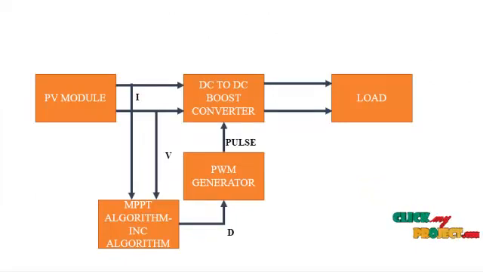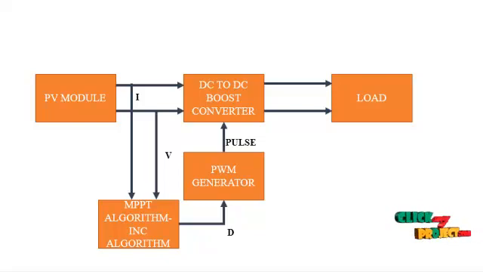This is our flow diagram. In this flow diagram, the source is a PV module, which has PV cells arranged in a particular manner. After that, the PV module produces electrical energy and that electrical energy is fed into the DC to DC boost converter block. Here, the voltage and current from the PV module go to the MPPT algorithm.